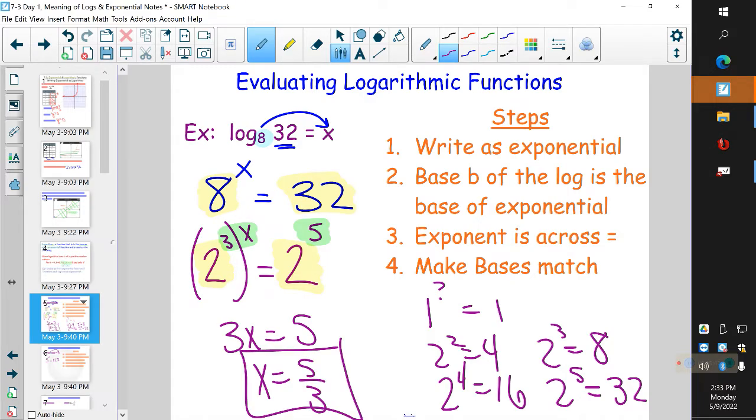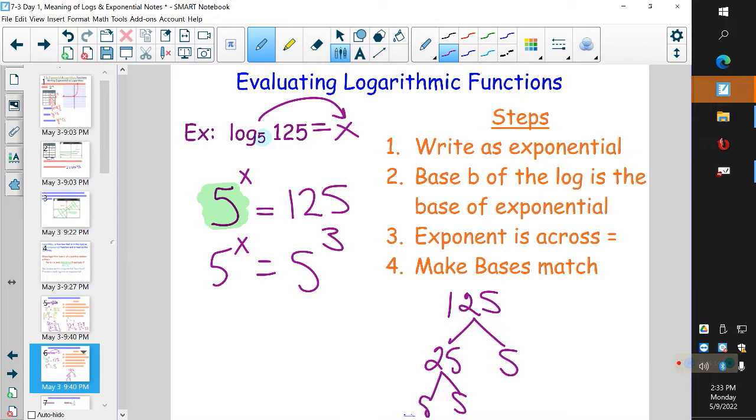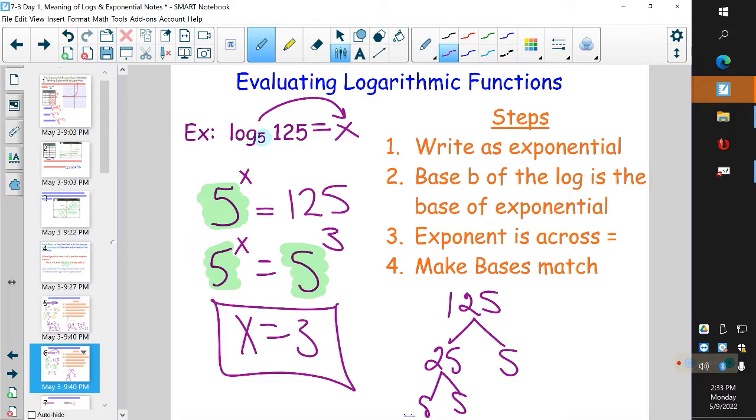So let's do that again with this one. 5 to the x is equal to 125. Well, 5 is a prime number, so I have to try to express 125 as 5 to a power. Well, 125 is going to be 25 times 5, and 25 is 5 times 5. So that means 125 is going to be 5 cubed. Now, my bases are the same, which means my exponents have to be the same, so x is equal to 3.